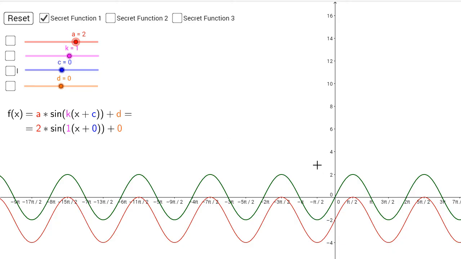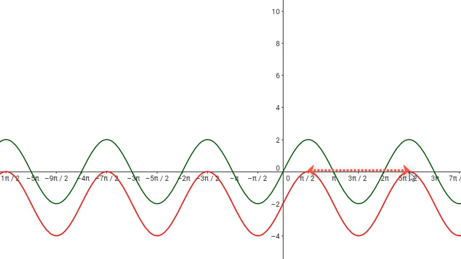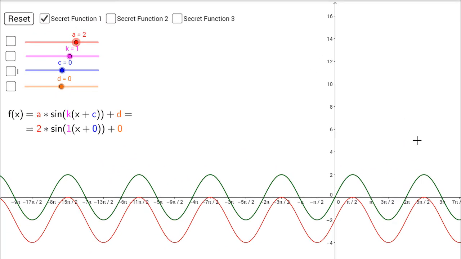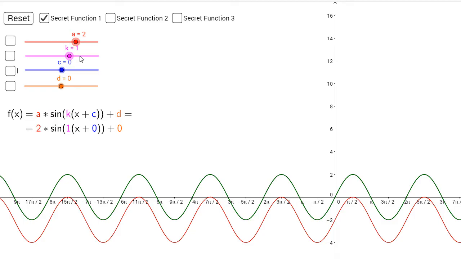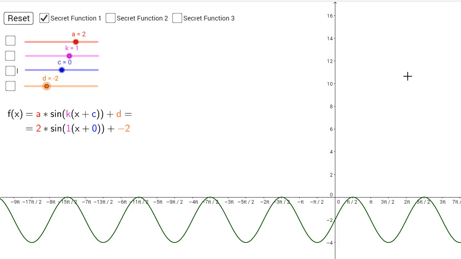Let's continue with another transformation factor. We can observe in the graph that the peaks are at the same distance from each other for both functions. And that means that the two functions have the same period. And we can also see that the peaks line up, so there's no phase difference between the two functions either. But the red function seems to have been moved 2 steps down. So therefore the d value is going to be minus 2. So that was one example of determining a function's transformation factors by just looking at the graph.